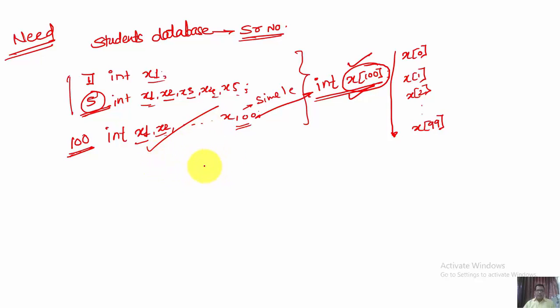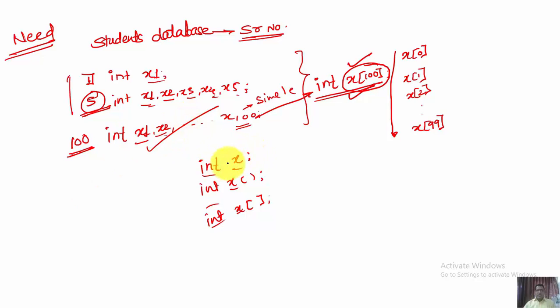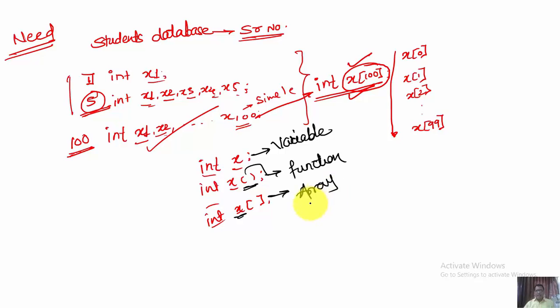Now the important thing: I'm going to declare int x, int x() and int x[]. Everywhere x is common and the data type is common, but the meaning of each declaration is totally different. As we have declared only int x, this x is considered a variable. When x is defined along with simple brackets, x is a function, and whenever the variable is followed by square brackets, it is considered an array.